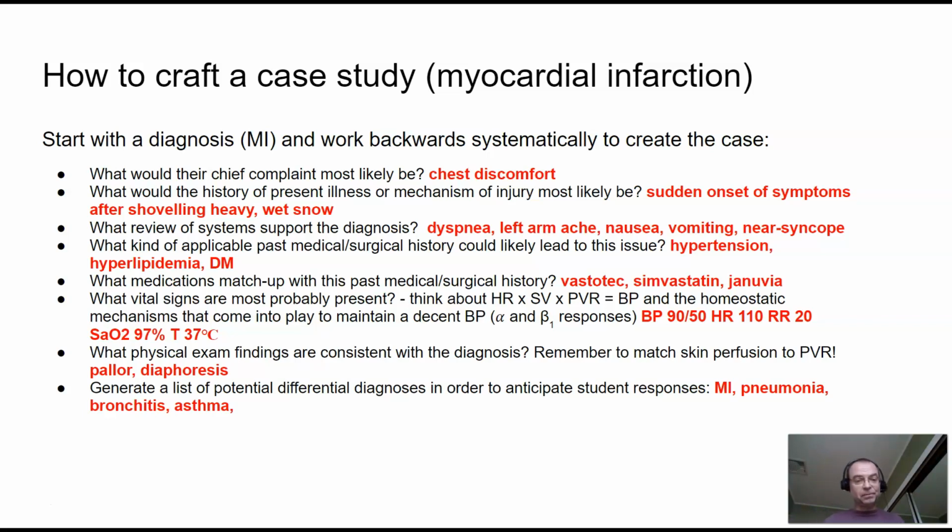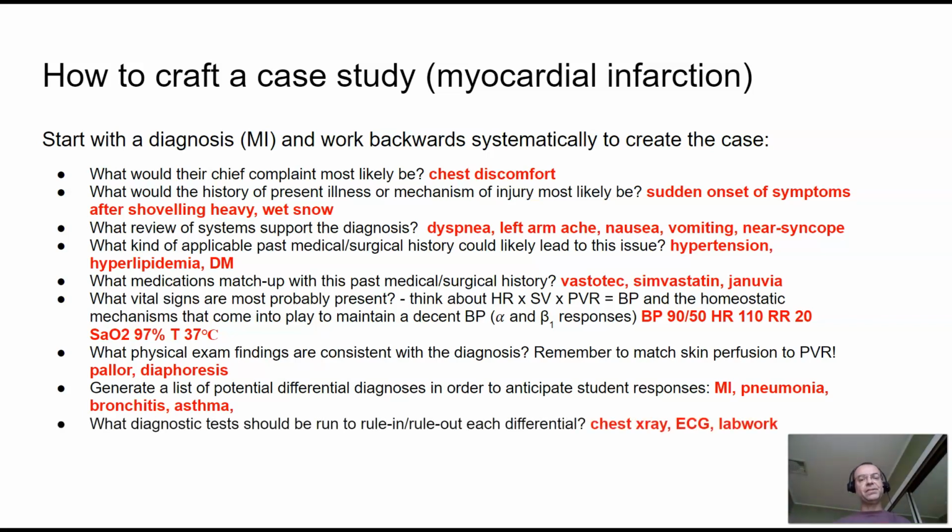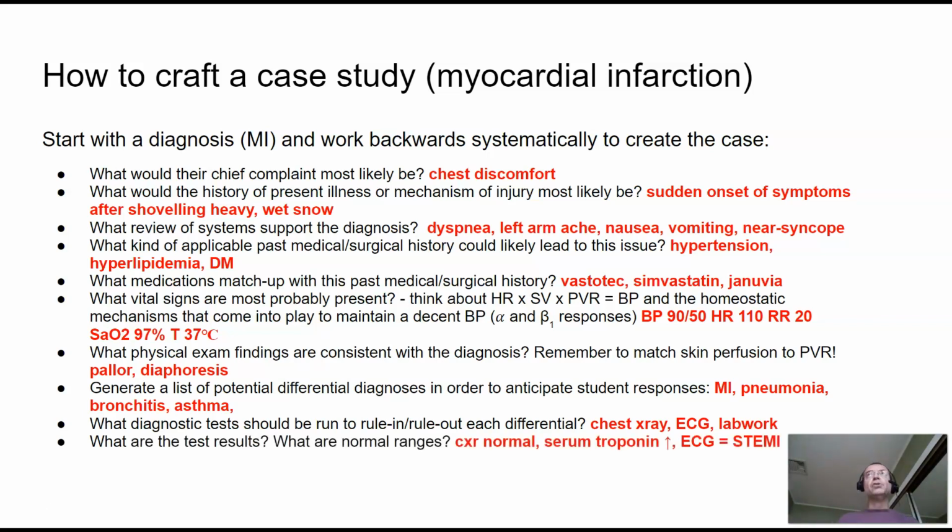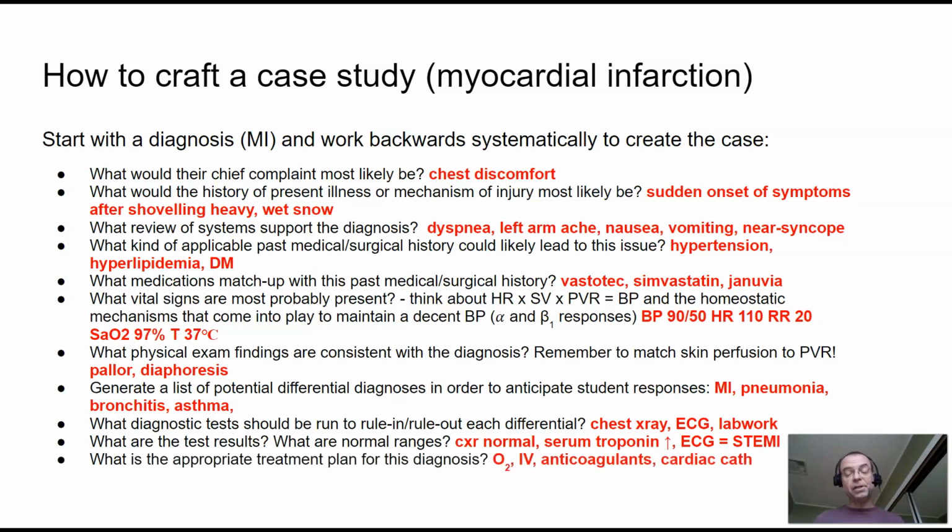That's the thing. As far as diagnostic tests to rule in or rule out each of these on the differential: chest x-ray, electrocardiogram, lab work. So we'll need to know what those test results are going to be. In this case, the chest x-ray is going to be normal. Cardiac troponin is going to be elevated in the bloodstream, and our EKG is going to show an ST segment elevation myocardial infarction, or STEMI. And the treatment plan for that is oxygen, IV, anticoagulants, and a trip to the cath lab.